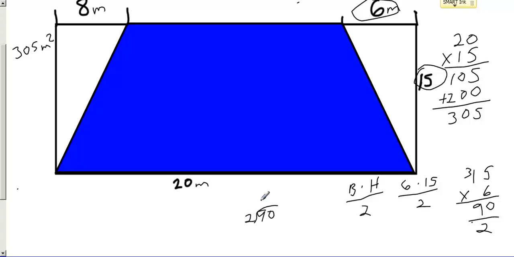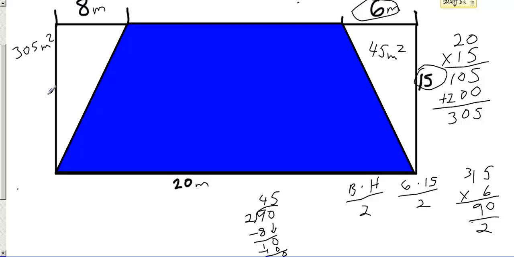90 divided by 2. 2 goes into 9 4 times. 4 times 2 is 8. 9 minus 8 is 1. Bring down my 0. 2 goes into 10 5 times. And 5 times 2 is 10. 10 minus 10 is 0. I'm done. 45 meters squared is the area for this triangle. Am I done? Nope. I have to figure out the area of this triangle.